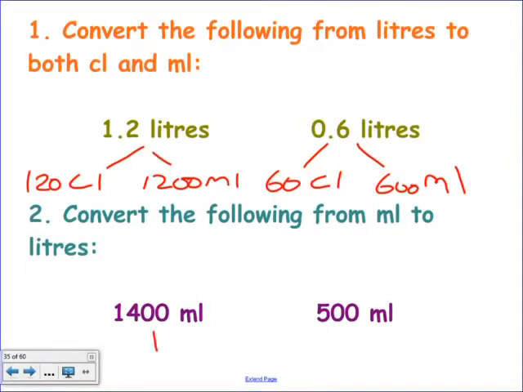One at the bottom then, millilitres back into litres. So 1,400 millilitres, 1.4 litres, and then 500 millilitres, 0.5 of a litre.